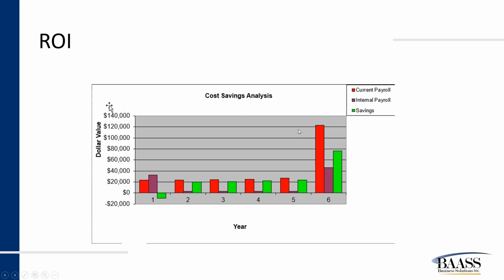This next slide is just further information on the cost savings. It's more of a visual on how much you can currently save. Having external versus internal, the savings is around $75,000 for 200 employees.